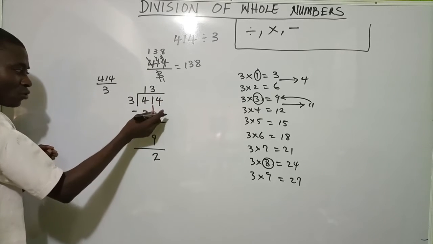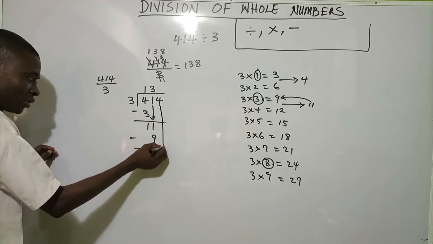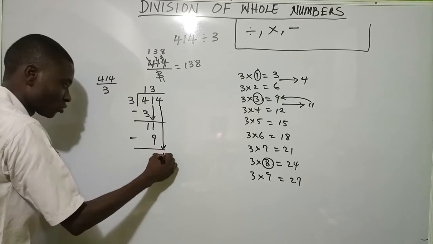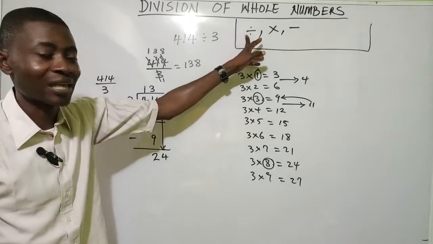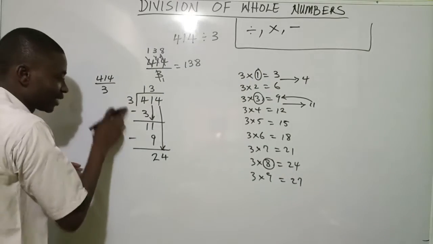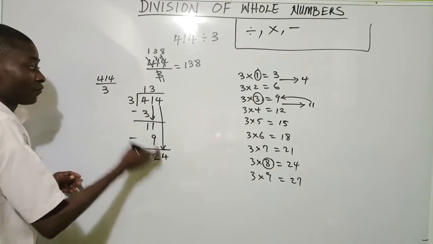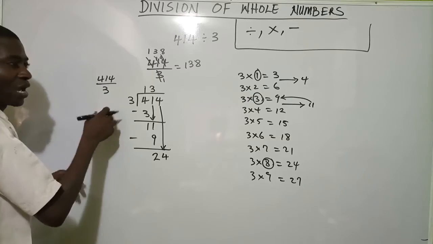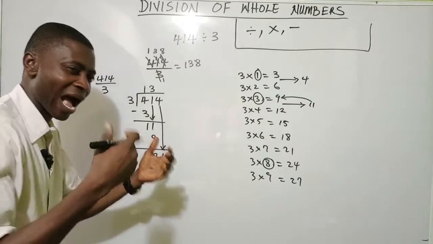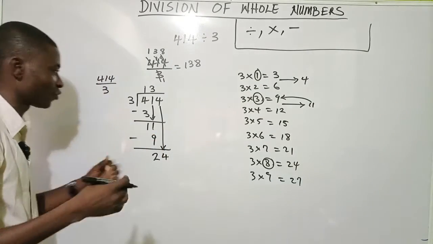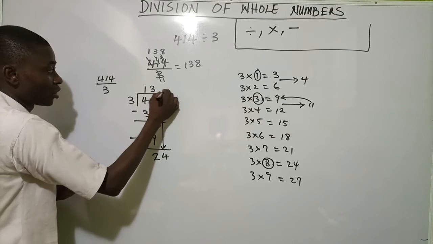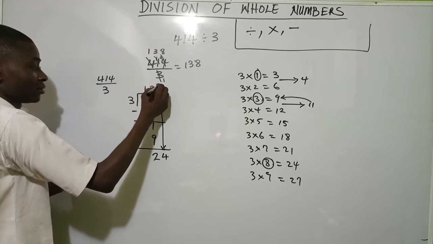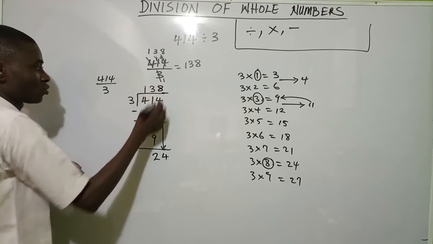Okay, what do we do now? We still have a number here. We pull it down again. That is 4. So what do we do next? We go back to the first step again, divide. So how many 3 do I have in 24? That is simply saying 24 divided by 3. So it's easier for you to understand. How many 3 do we have in 24 now? It's 8. So write the 8 here.